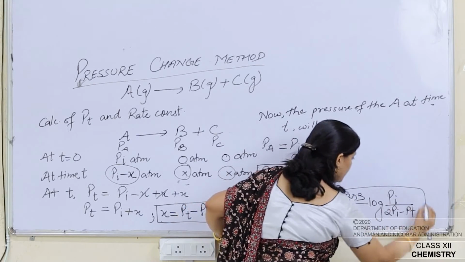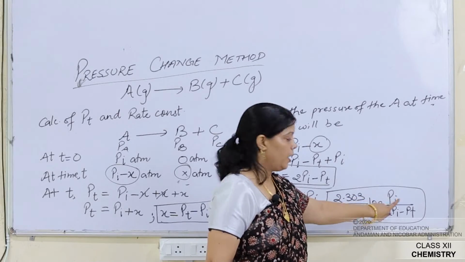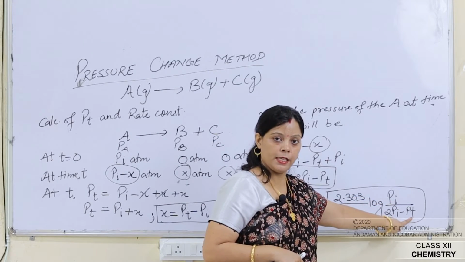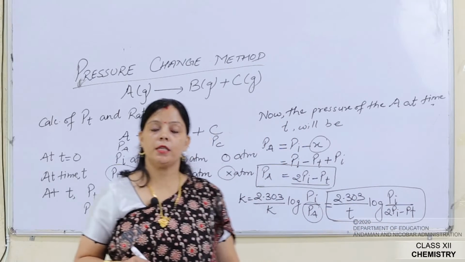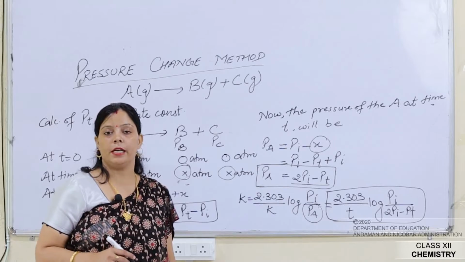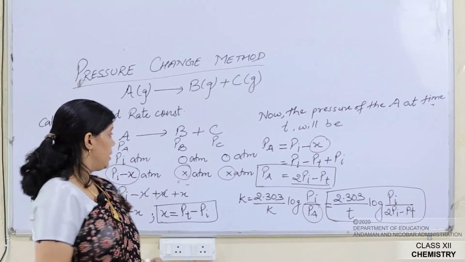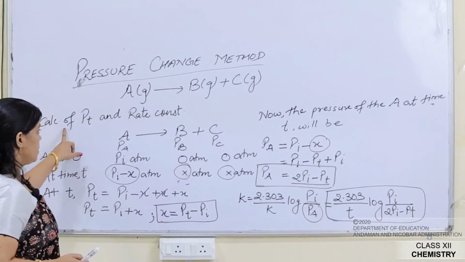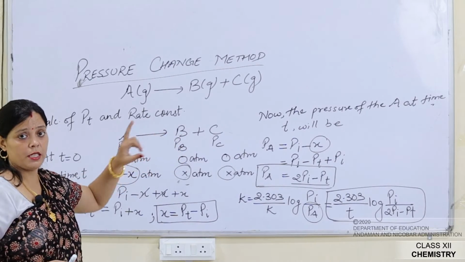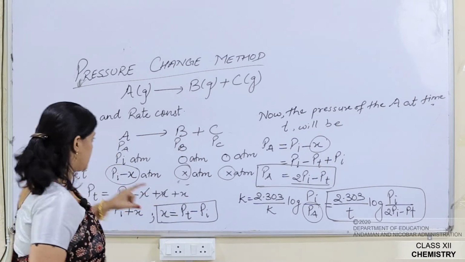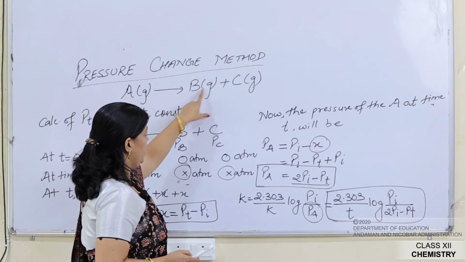Okay, so in this way, when we know the value of the initial pressure and the total pressure for a gaseous first order reaction and the time for this reaction, we can calculate the value of the rate constant for a gaseous first order reaction. Okay students, here we are calculating the value of the rate constant for a typical first order gaseous reaction. This is the gaseous reaction A, which on reacting gives the products B and C.